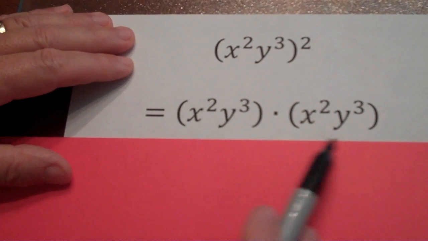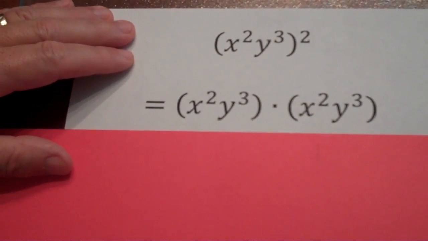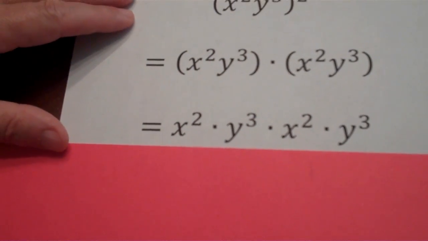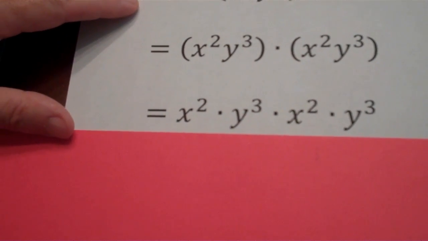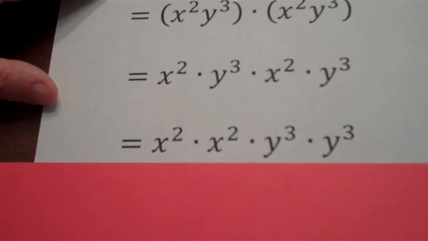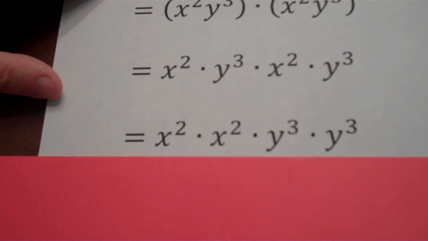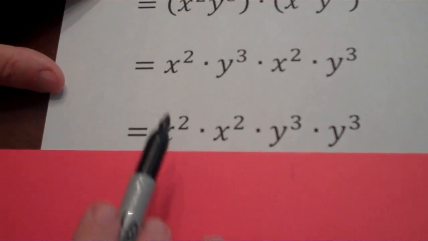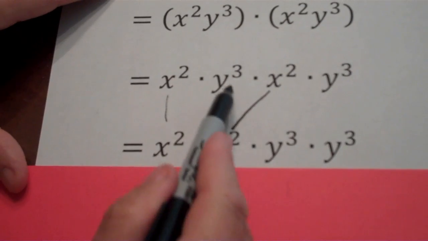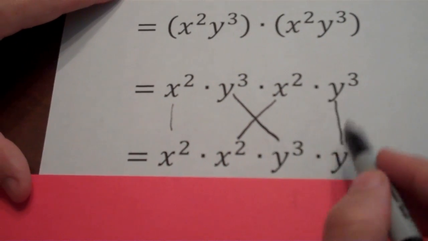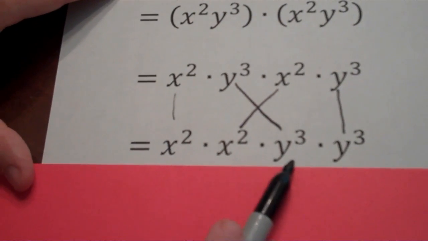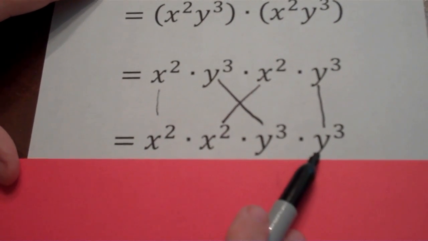In this case, I've got all multiplication, so I can simply rewrite this without the parentheses. That's just x squared times y cubed times x squared times y cubed. And since I have multiplication, and of course 2 times 3 is the same as 3 times 2, right? I can reorder these any way I want. So let's put the x's together. So I just take these 2 guys and put them beside each other. And then I did the same thing with the y's and put them together. So what I have now is x squared times x squared. And on this side I have y cubed times y cubed.